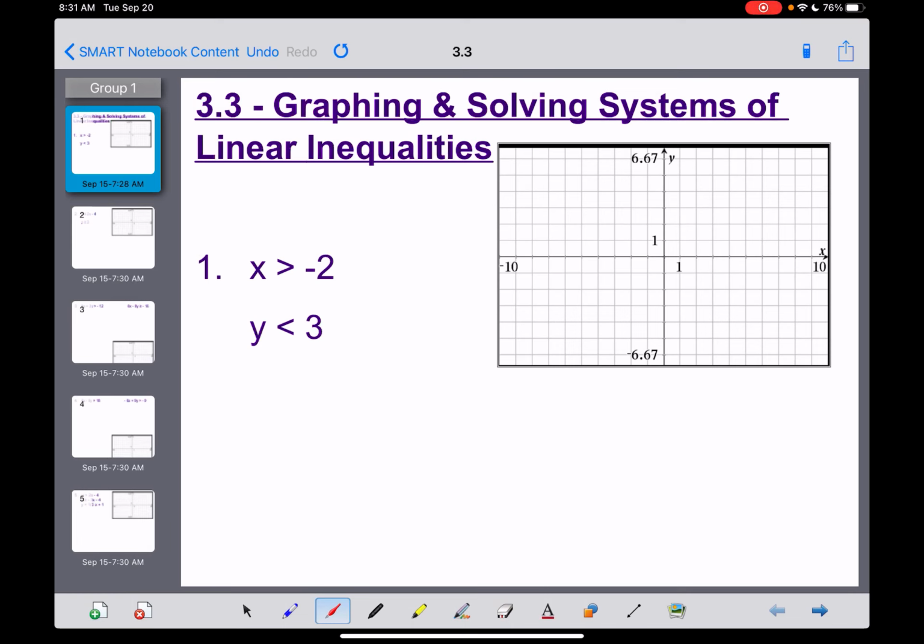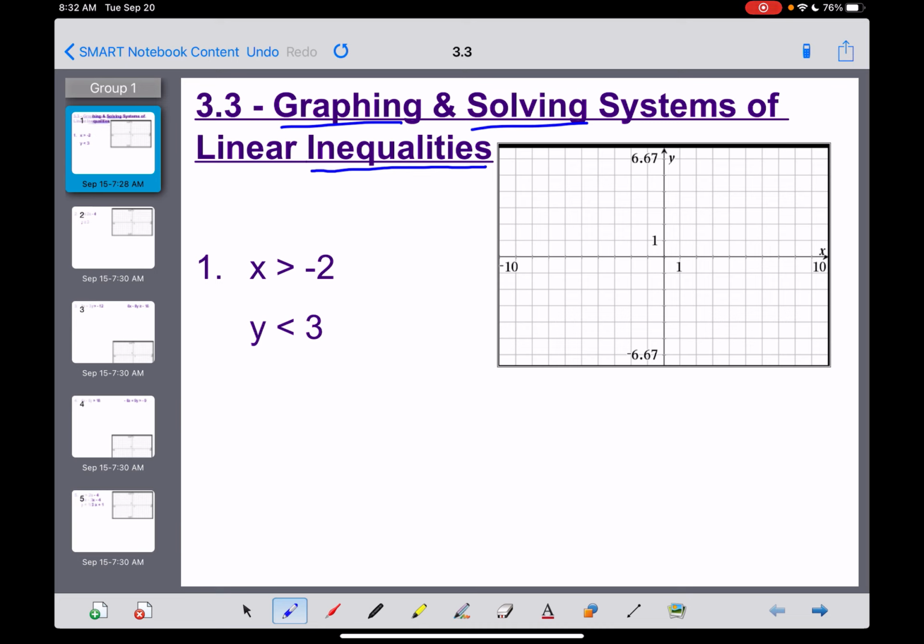Okay, Algebra 2, here we go into section 3.3, and if I were in charge of the world, I probably would have flip-flopped 3.2 and 3.3. I probably would have done this section right after we got done with 3.1, where we were solving systems of equations by graphing. So let's look at the title right here of what we're going to be doing in 3.3. We are graphing and we are solving systems of linear inequalities.